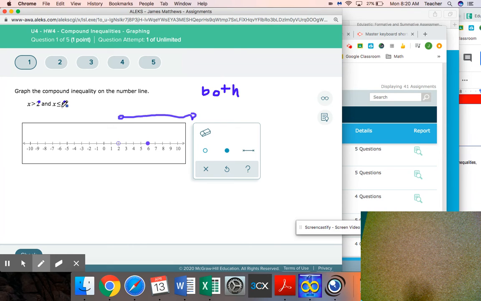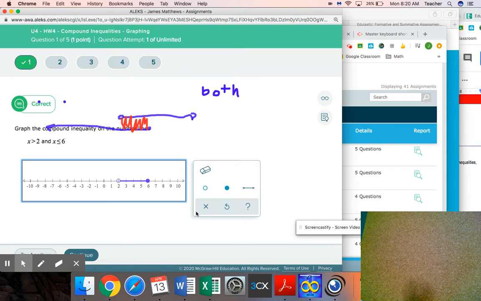Well, x is also going to be less than or equal to 6. So that means at 6, I'll have a closed dot, and I'm looking for all of these numbers. Remember that I am only interested in where both of them lie, and that's in between these 2 numbers right here. So on my actual number line, I'm going to shade right here. I'm not going to do it with my marker. I actually use this shading piece, select that, check it, and I'm done. All right. That's that one.